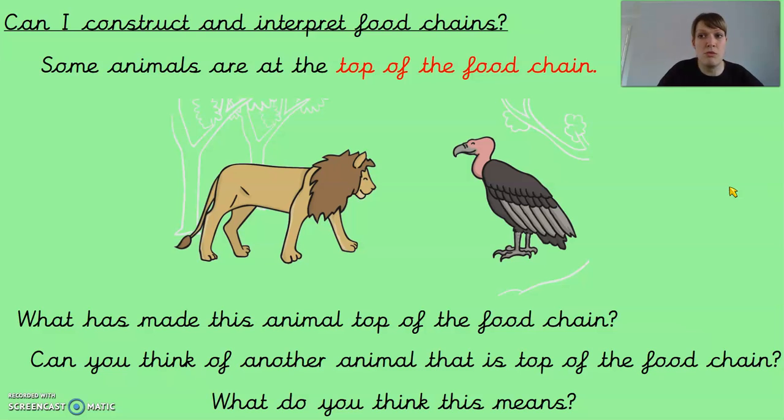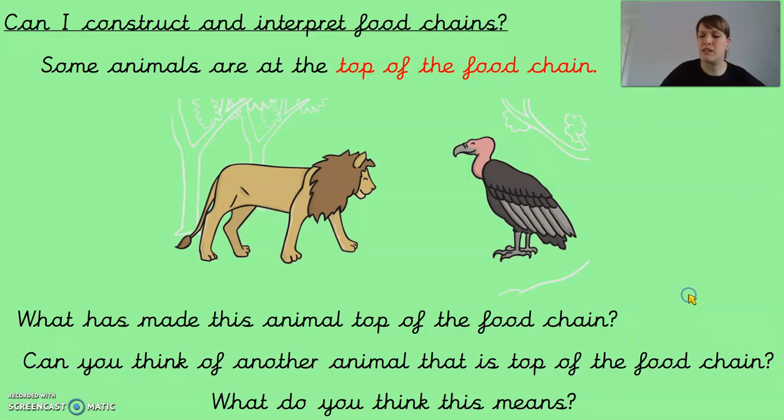No animals are going to mess with a lion because they are really, really strong, and you will probably lose a fight with a lion. That's how they become top of the food chain, because they're the strongest animal. I wonder if you could think of another animal that is the top of the food chain. You're welcome to pause the video now and write down some suggestions.